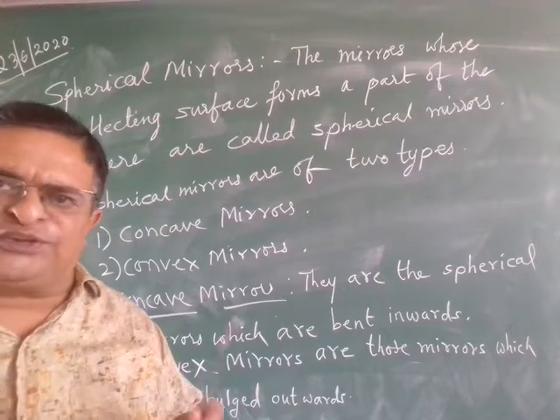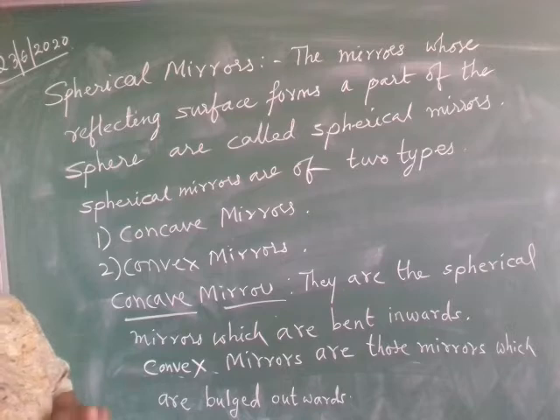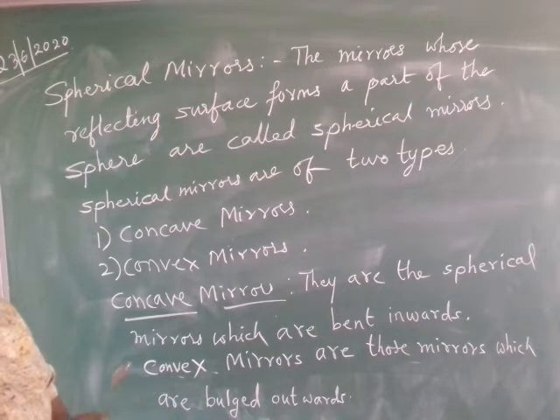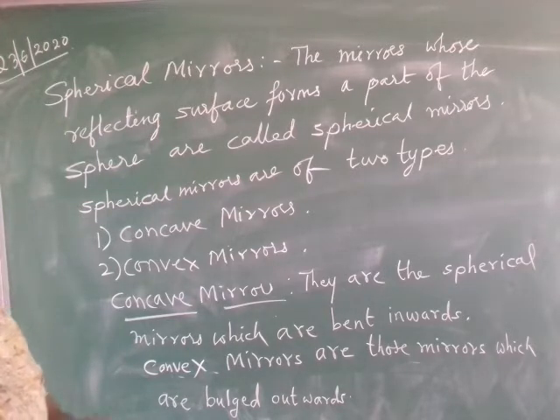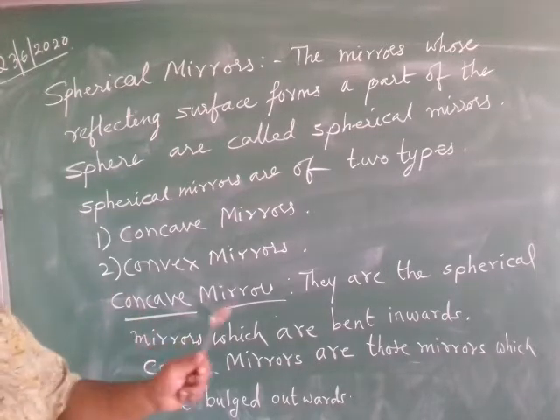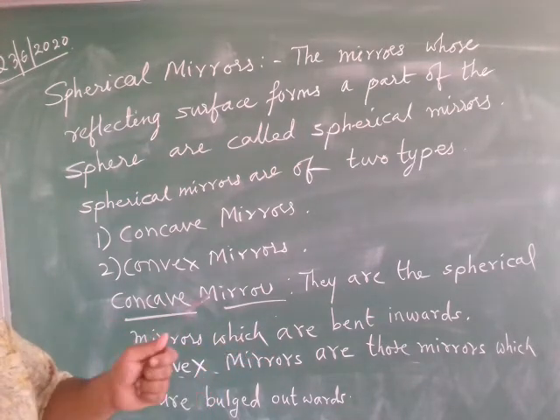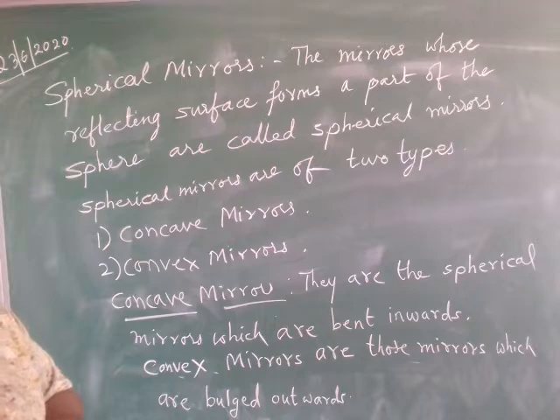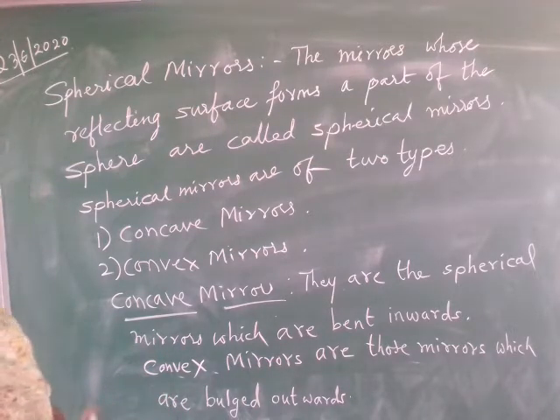Spherical mirrors are those mirrors whose reflecting surface forms a part of the sphere. And there are two types of spherical mirrors, concave mirror and convex mirror. Concave mirrors are those spherical mirrors whose reflecting surface is bent inwards, and convex mirrors are those mirrors which are bulged outwards.